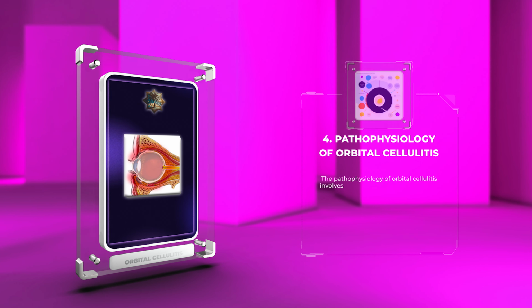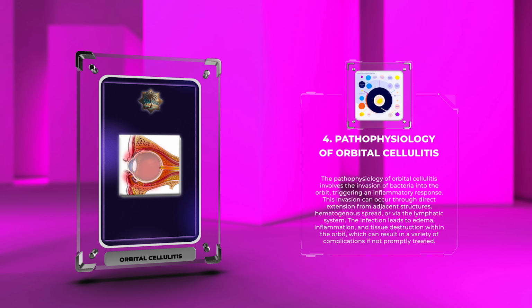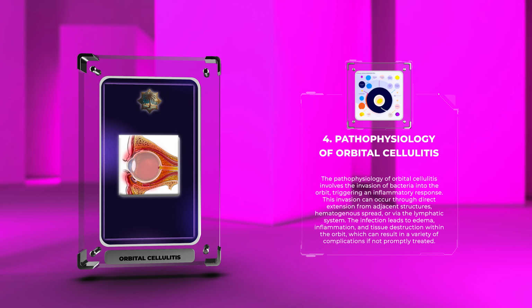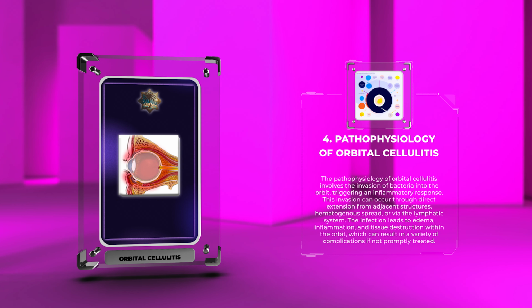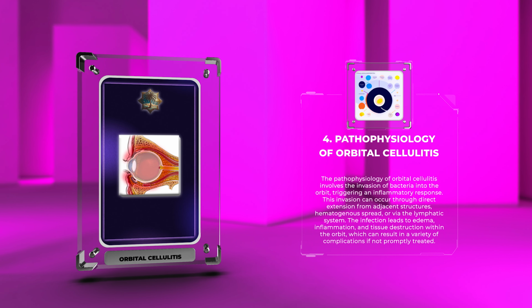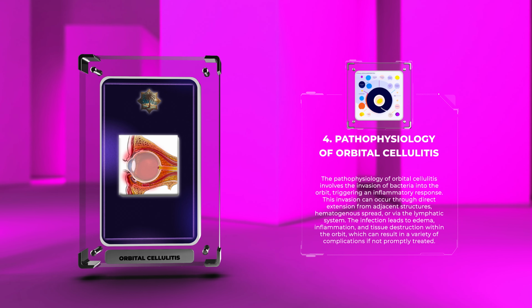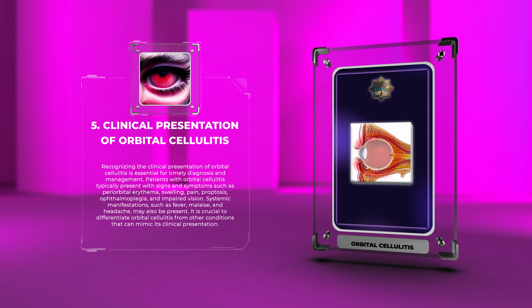The pathophysiology of orbital cellulitis involves the invasion of bacteria into the orbit, triggering an inflammatory response. This invasion can occur through direct extension from adjacent structures, hematogenous spread, or via the lymphatic system. The infection leads to edema, inflammation, and tissue destruction within the orbit, which can result in a variety of complications if not promptly treated. Recognizing the clinical presentation of orbital cellulitis is essential for timely diagnosis and management.